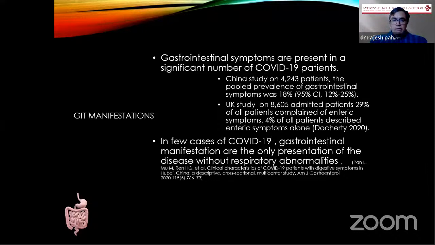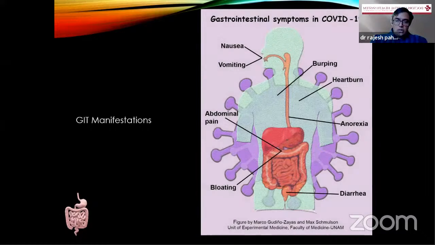Similar findings were reported by Pan et al. in China, where gastrointestinal symptoms were the only presentation, without respiratory abnormalities. The various gastrointestinal symptoms consist of diarrhea, bloating, abdominal pain, anorexia, heartburn, burping, nausea, and vomiting.